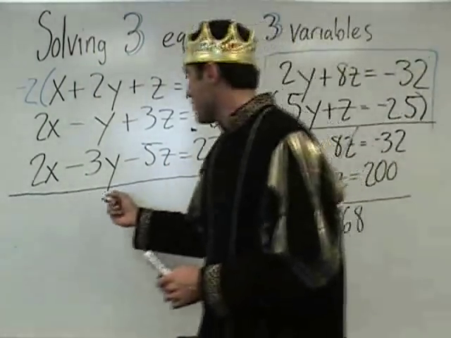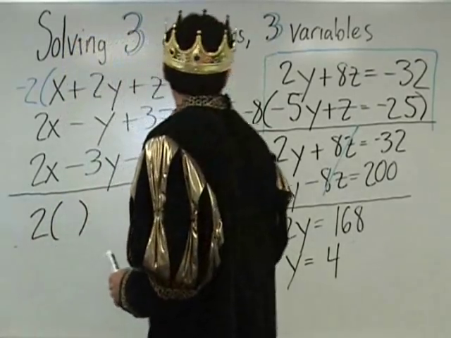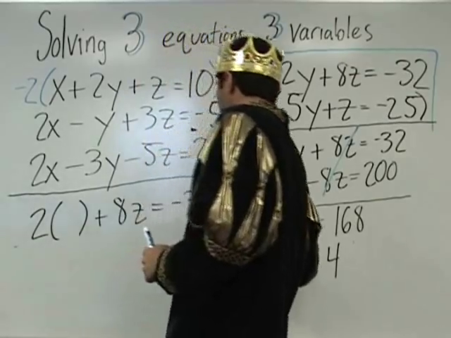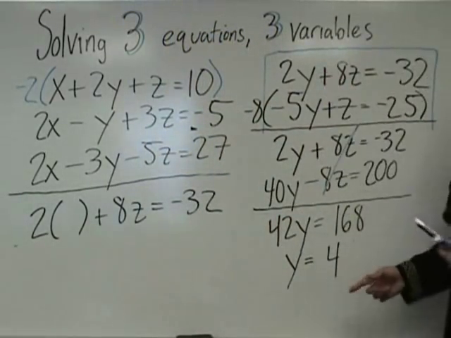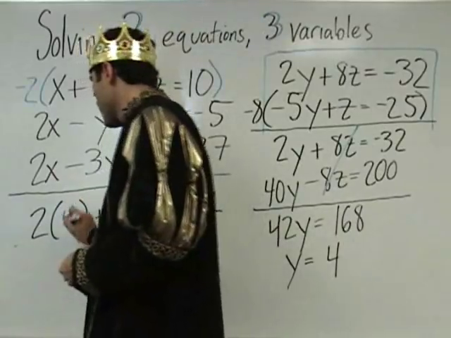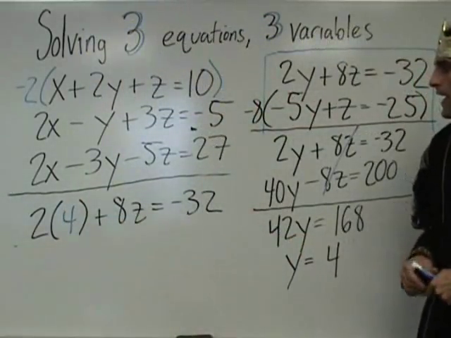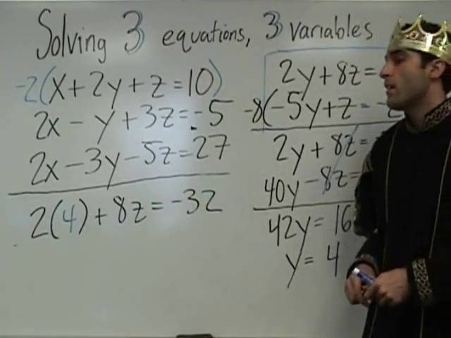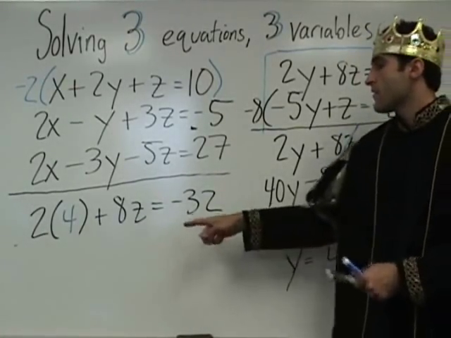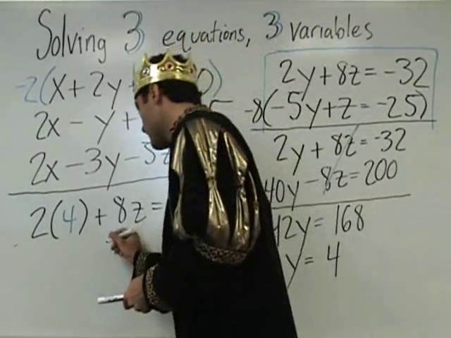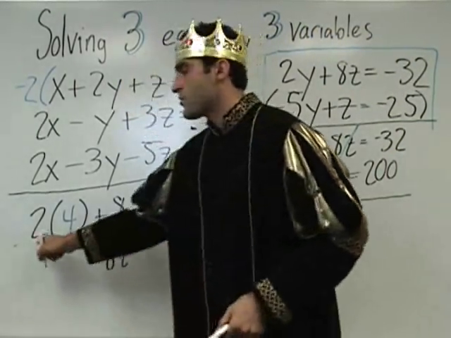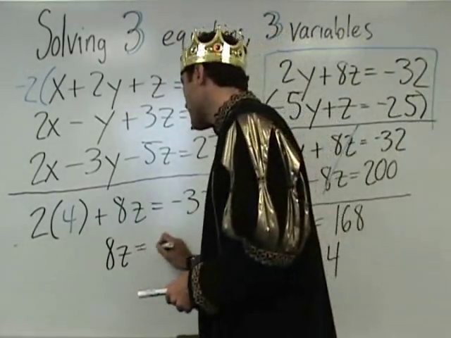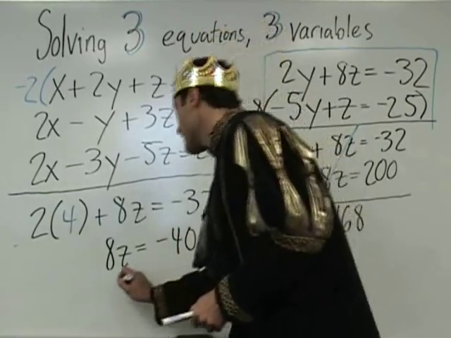All right, so 2 times 4 plus 8z equals negative 32. Notice I had y here before, now we're going to put 4 in its place. So let's do it very quick. 8 plus 8z equals negative 32. Subtract 8 on both sides, and this becomes negative 40. So 8z equals negative 40, and z equals negative 5.